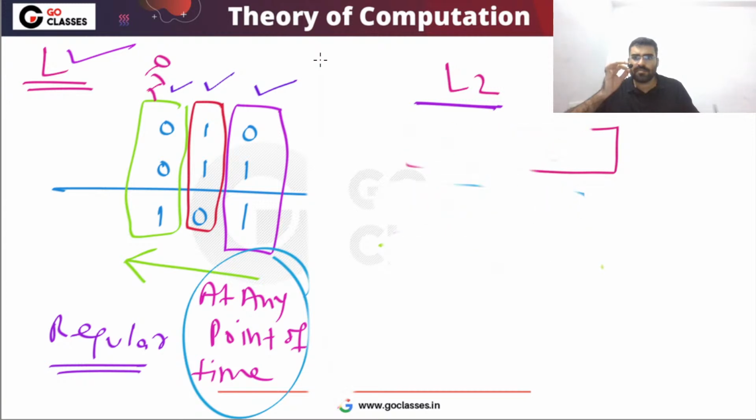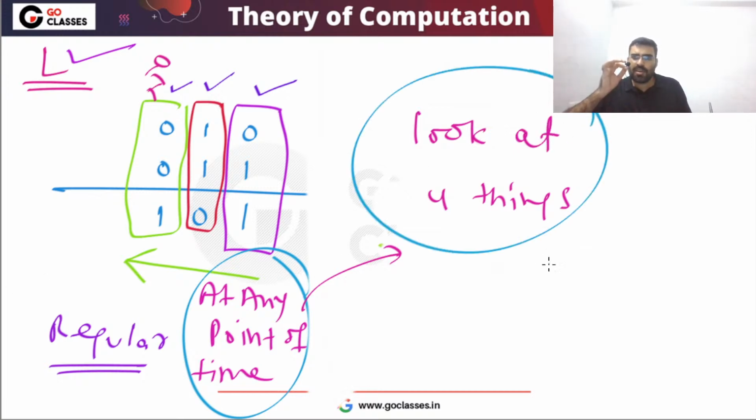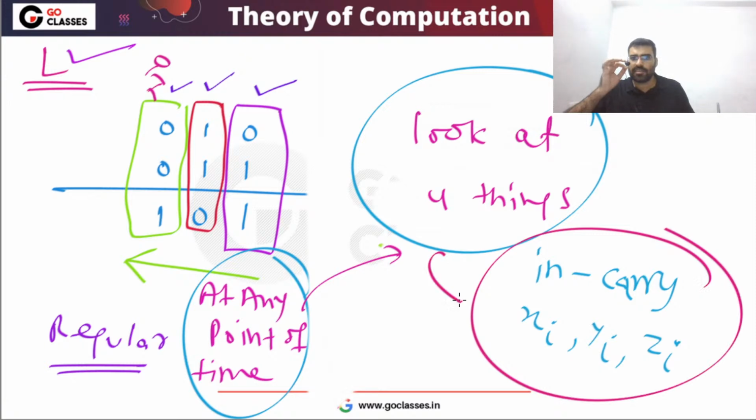In this language, at any point of time, you only have to look at four things. What are these? The incoming carry, your xi, your yi, and your zi. Only these things you have to consider.